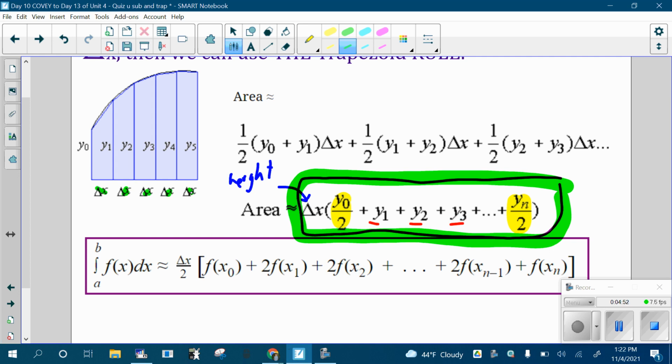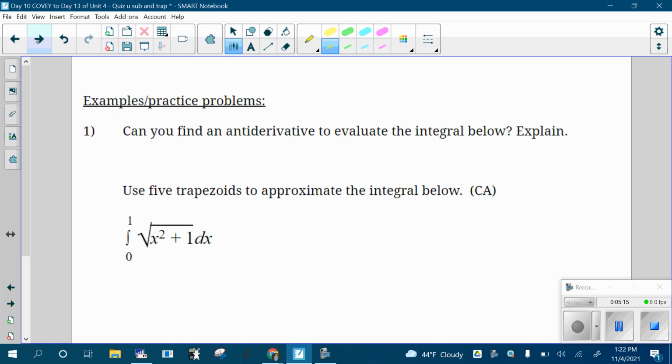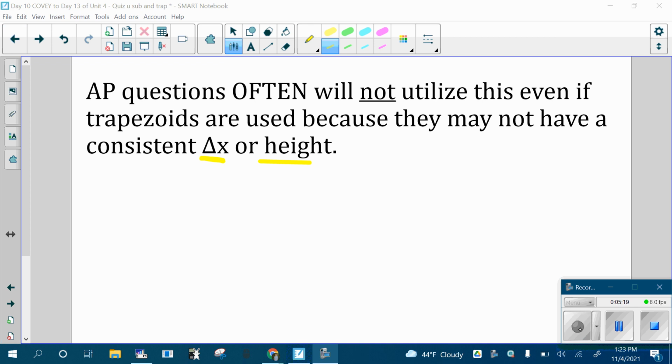And you're like, well, I'll just always divide it into even chunks. But the AP exam usually doesn't let you do that. And the way that they don't let you do that is they don't give you the function. They'll make it so that the delta x, or the height of the trapezoids, is not consistent. So some trapezoids will be taller and some will be shorter. I'll show it to you in like 2 examples here.